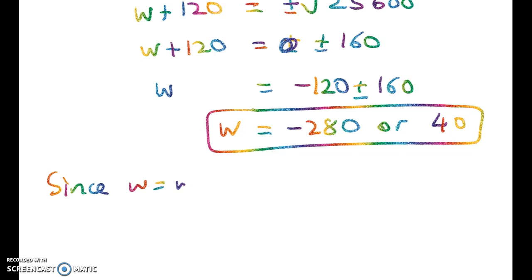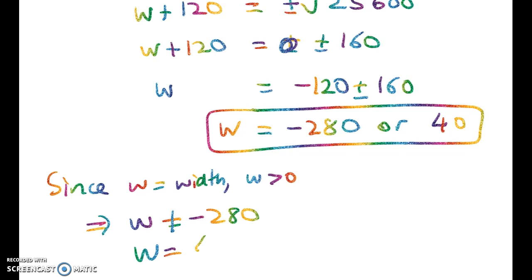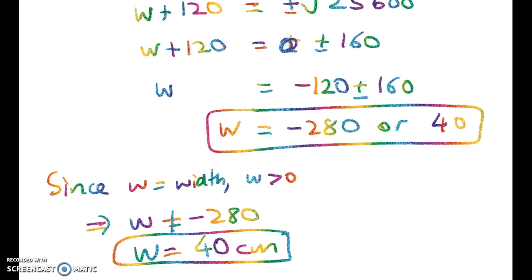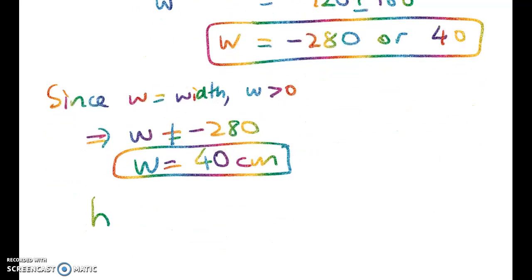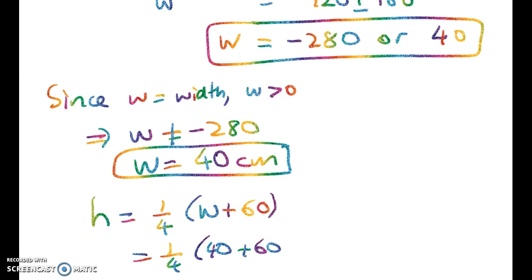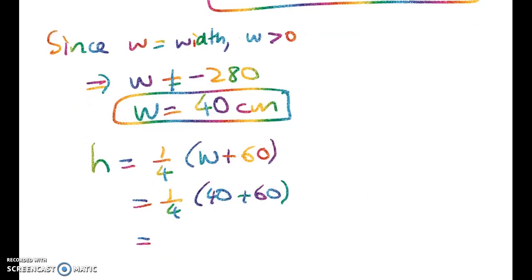We can say something like this. Since w is a width, w must be greater than 0, so w is not equal to negative 280, and w is equal to 40 centimetres. So we're partway there, but the question asked me to find the height. So let's look back at the equation for height. H is equal to a quarter times w plus 60, which is equal to 1/4 of 40 plus 60, which is 100. So the height is 25 centimetres.